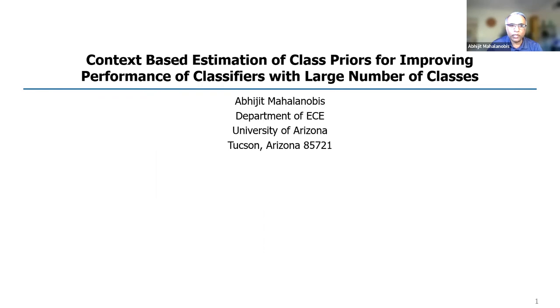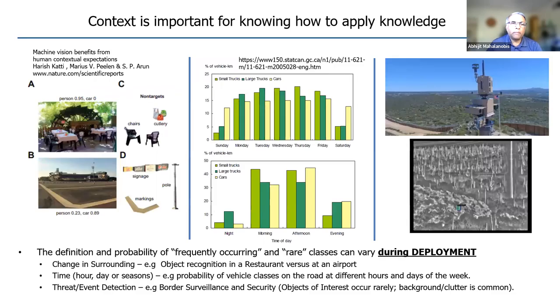There is, of course, a lot of work in this area. But the issue is this: you can train a classifier on a lot of classes. With ImageNet, you can train them for 1,000 classes. That's an example of a large classifier. But when you deploy it, it's very unlikely that you're going to encounter all these classes at the same time, right? So it has been observed by many people.